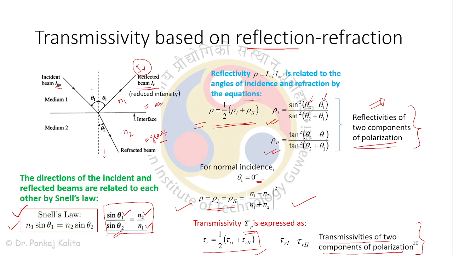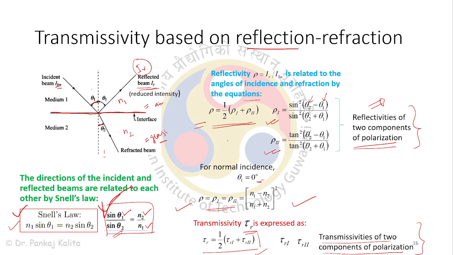law. Say this is your interface, a glass and air interface. If theta 1 is the angle of incidence and theta 2 is the refracted angle, then Snell's law is given as, where n1 and n2 are the refractive indices of the two media: n2 by n1 is equal to sin theta 1 by sin theta 2. This you need to remember.